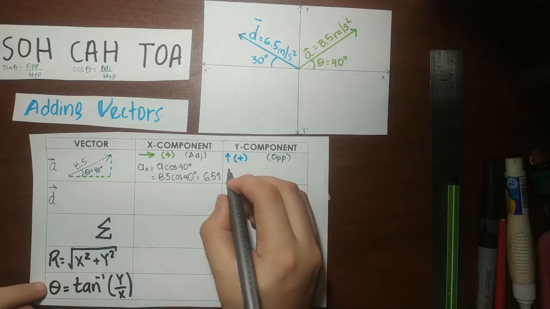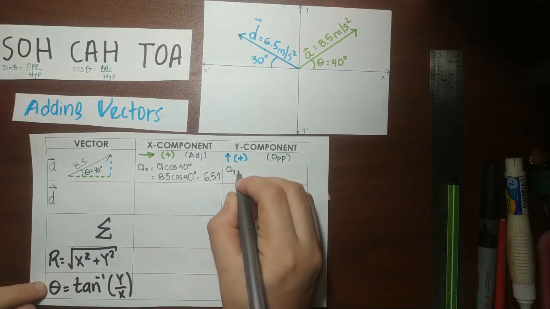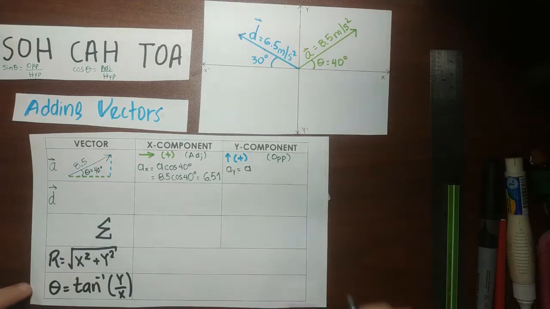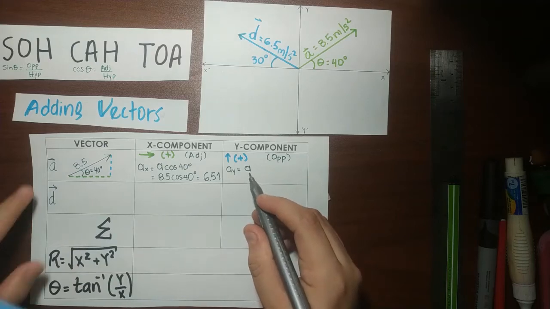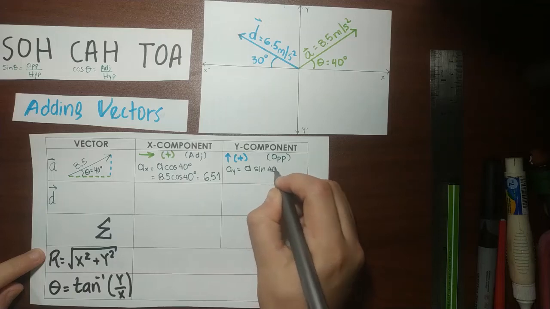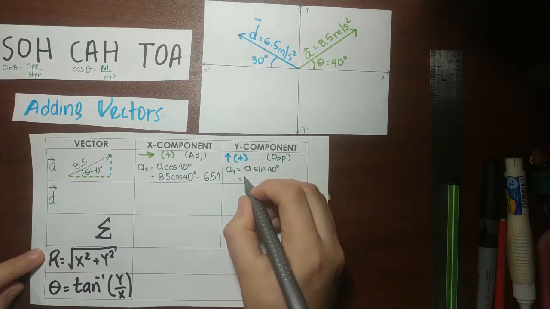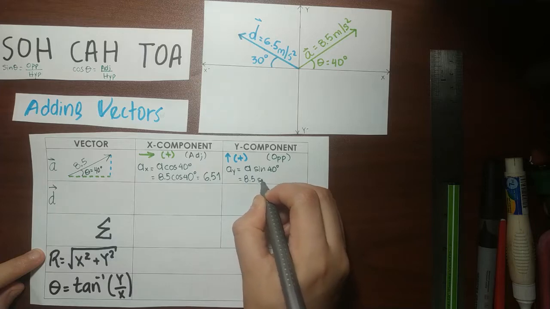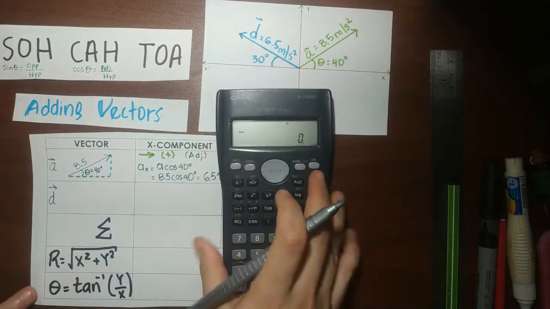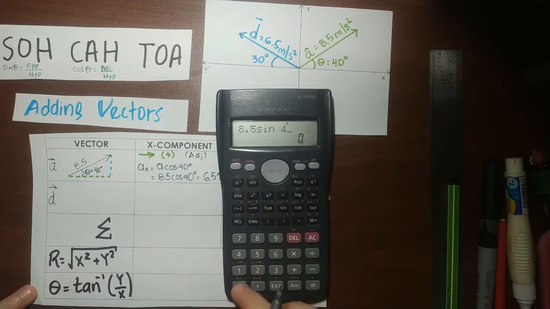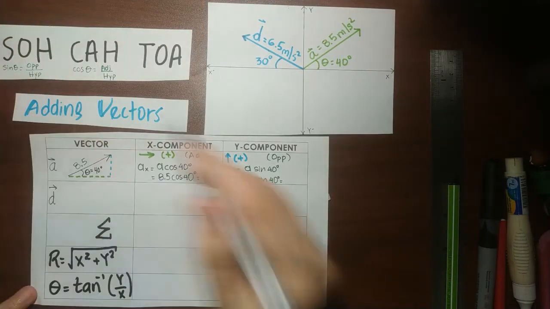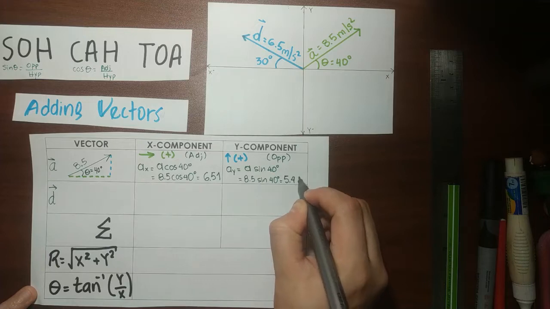So we say your component y of your vector a is going to be equal to your hypotenuse, which is a, times sine of the angle, and this is equal to 8.5 sine of 40. Get your calculator and do the math. 8.5 sine 40 gives me 5.46.